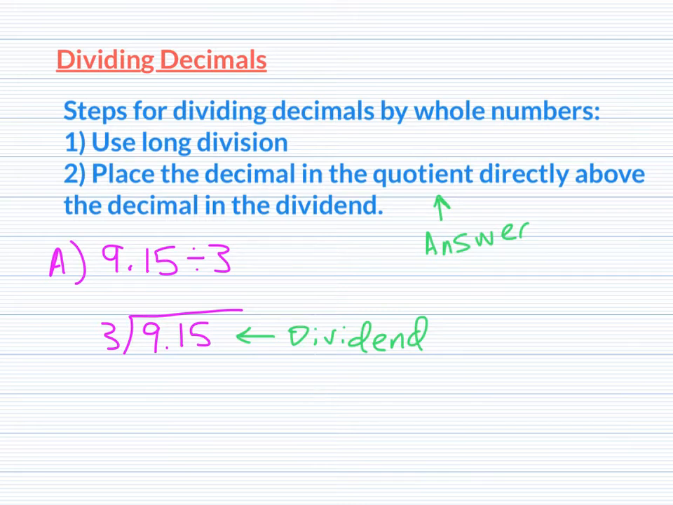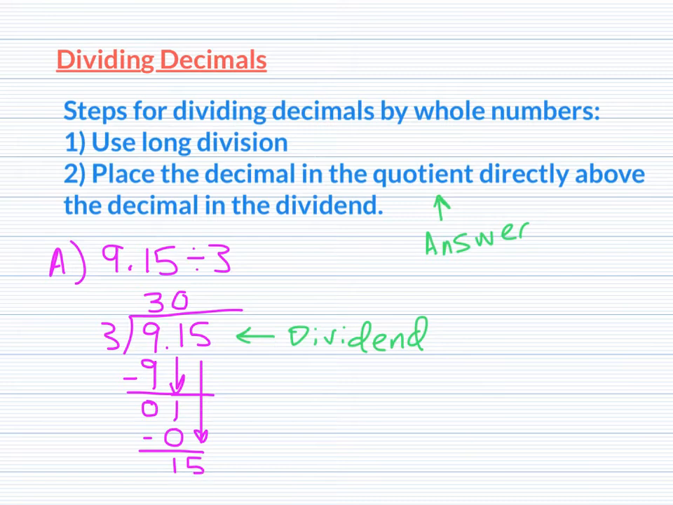I know 3 goes into 9 3 times. 3 times 3 is 9. And I subtract those. 9 minus 9 is going to give me 0. Now I bring the 1 down. So I just have 1 there. 3 goes into 1 0 times. 0 times 3 is 0. We're going to subtract. 1 minus 0 is 1. I bring down the 5.